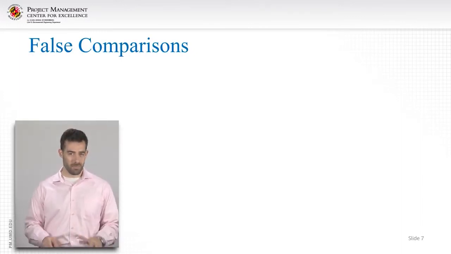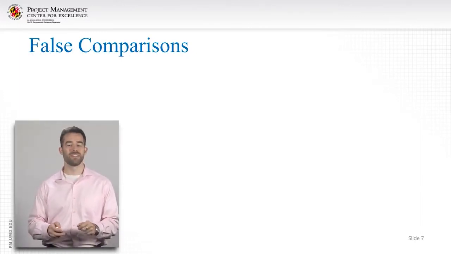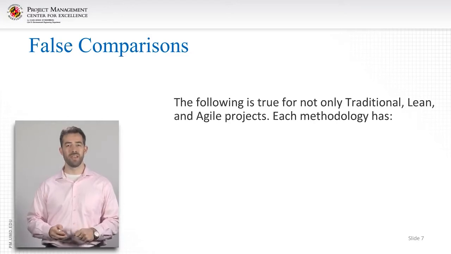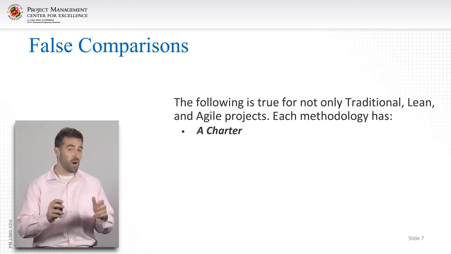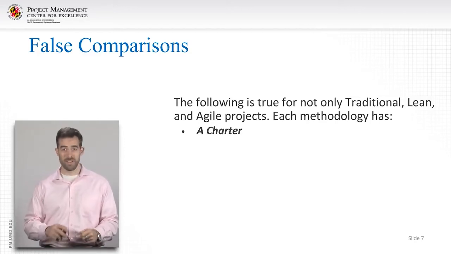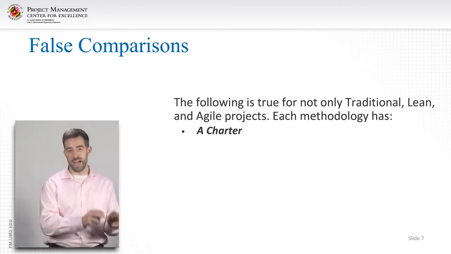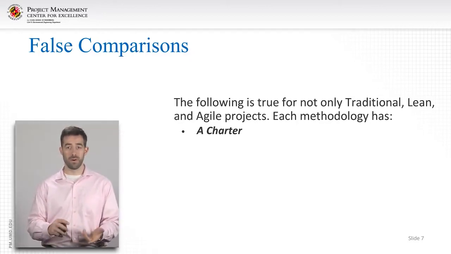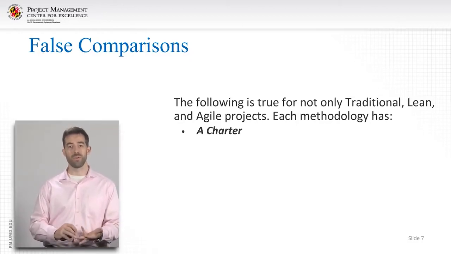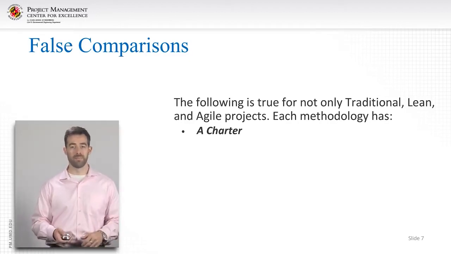Now, some false comparisons. There are many false comparisons when it comes to Agile, Traditional, and Lean, and we want to make sure that you understand them clearly. First, all of these projects have a charter. There is no difference when it comes to Agile, Lean, or Traditional in terms of having a charter. Every project needs to know who the players are, what the goal is, what the constraints are, what the risks are. That's true no matter what.